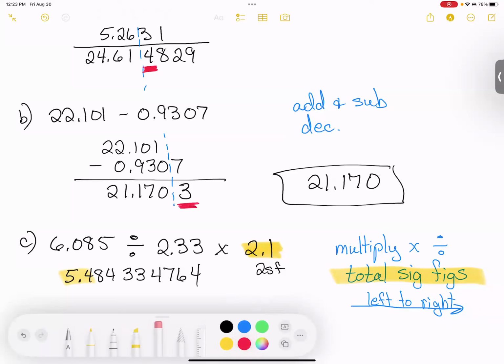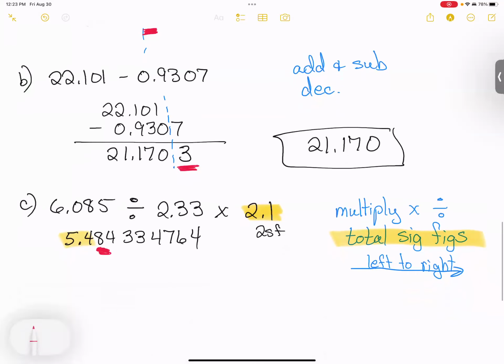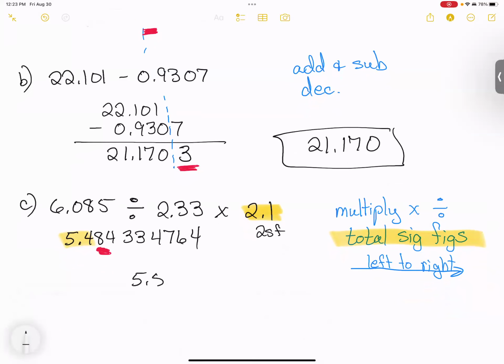Looking at the number to the right of that, it is more than 5. It's 5 or more, so this answer would be recorded as 5.5. You don't have to worry about actually solving this out. Use your calculators. Yes, that's the question.